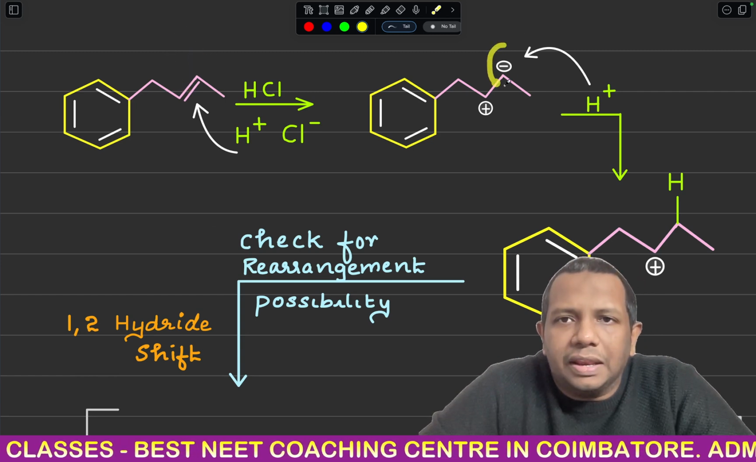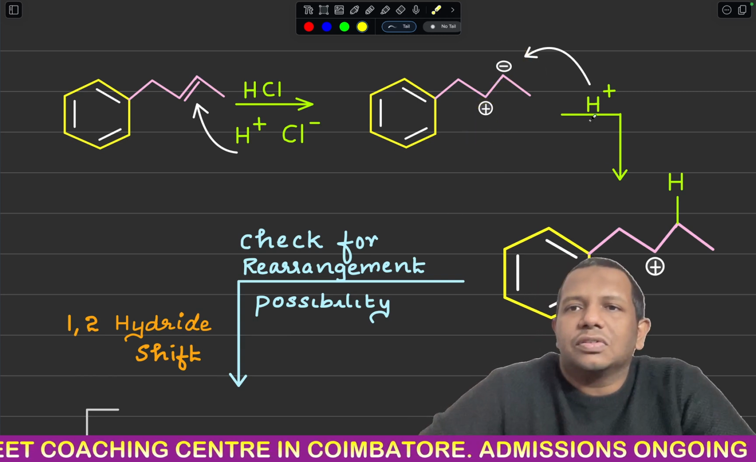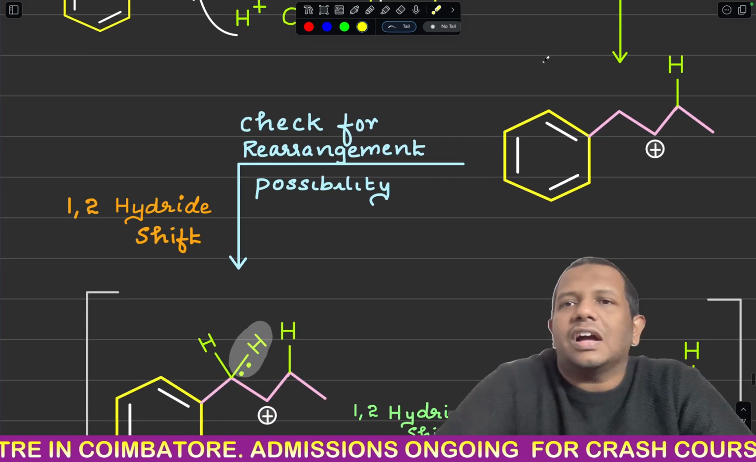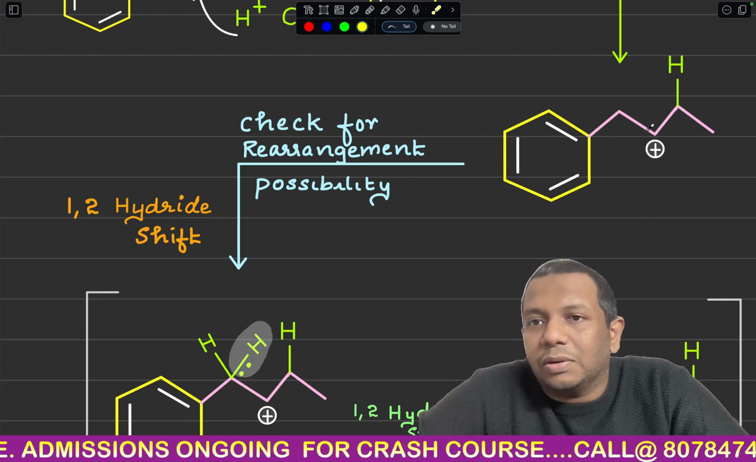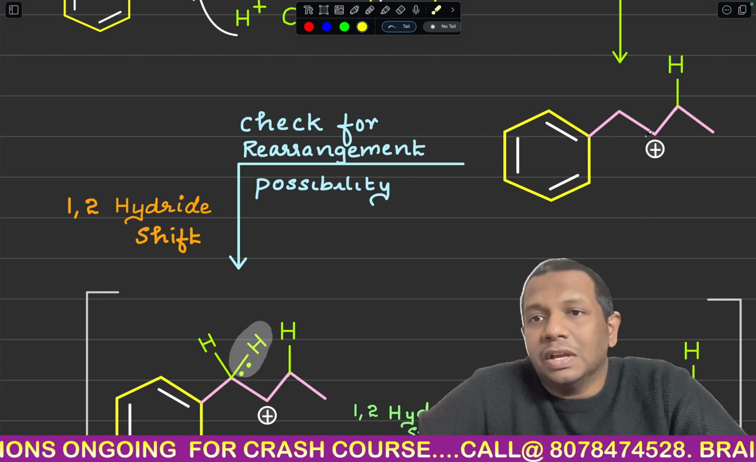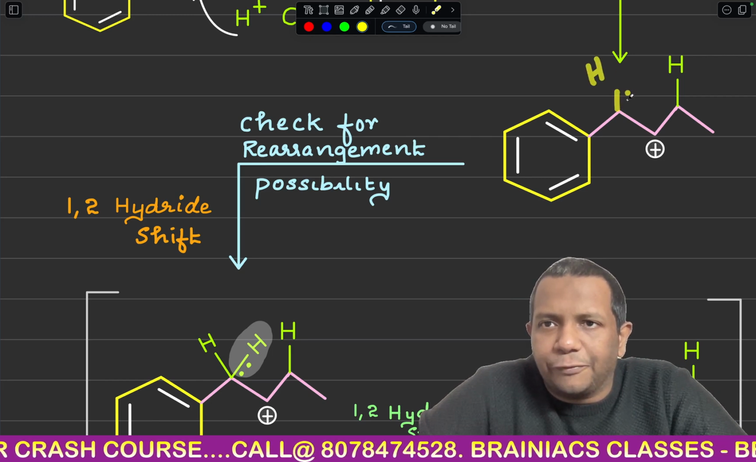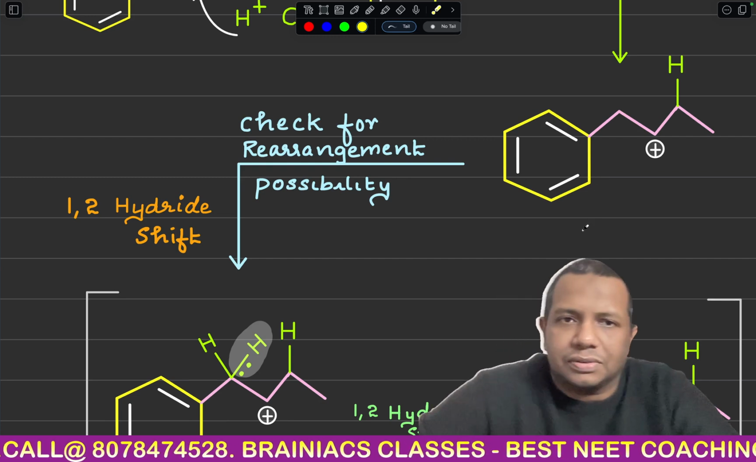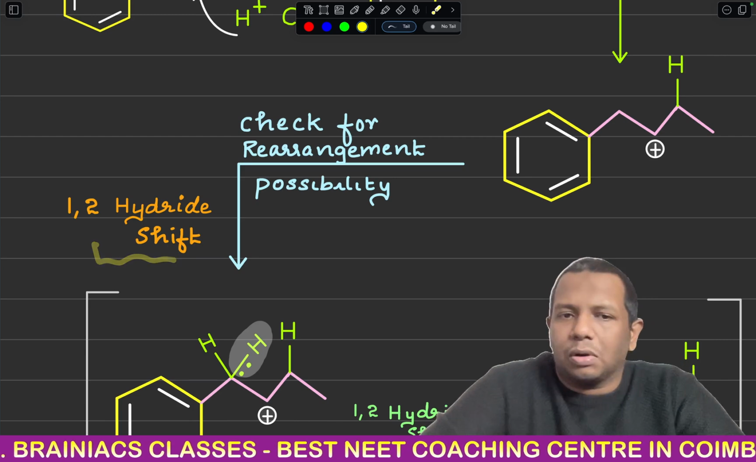So what will happen? A negative charge comes and a positive charge comes here. In the next step, H plus will attack the negative charge, and you get a carbocation intermediate like this. But I know that this is a secondary carbocation. This can further undergo rearrangement by means of a hydride shift to create a more stable carbocation by resonance. So, checking for rearrangement possibility, I find a hydride shift can occur here.